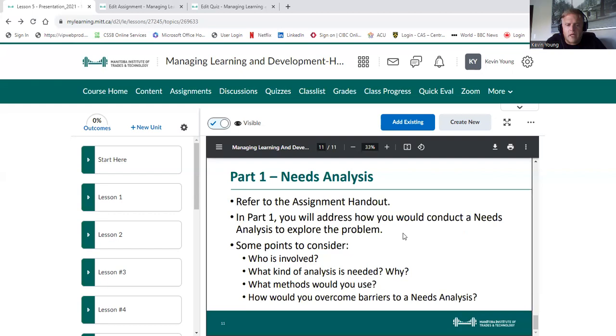For part 1, it's kind of an odd way to end the slides. Seems like maybe other slides are missing, but anyways, that's what it is. Part 1, you will address how you would conduct a needs analysis to explore the problem. Some points to consider: who's involved in this particular issue, problem, or challenge; what kind of analysis is needed, task, person, organization, and why; what methods would you use; and how would you overcome barriers to a needs analysis. And that's it for the slides for this particular week.